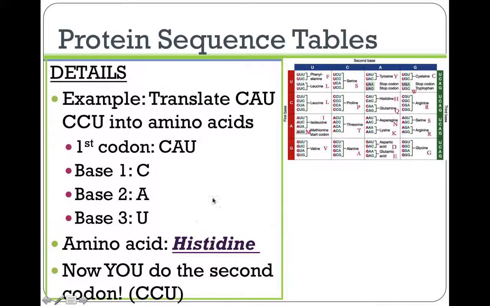Again, there was a mistake here. If it were CAU, it would turn out to be histidine. My apologies for that. UAG would be the stop codon. So looking through how we got histidine for CAU, first base C, second base A, third base U, and that comes out to be histidine. What I want you to do and bring into class is figure out the second codon. So as you see here, down here at the bottom where my mouse says CCU, I want you to figure out what amino acid that would be.